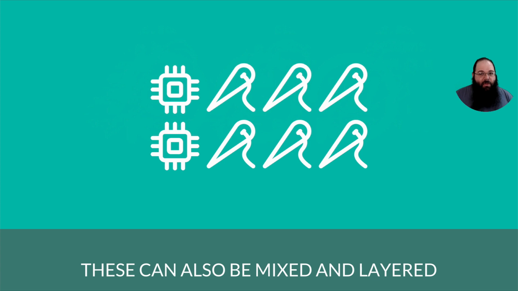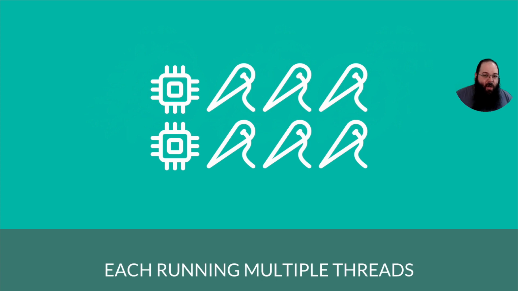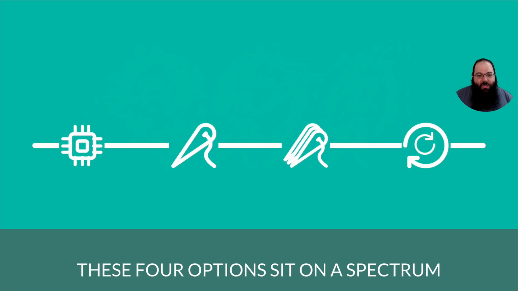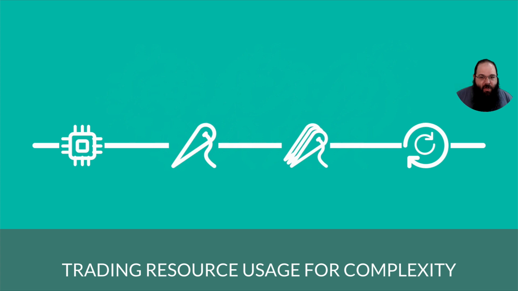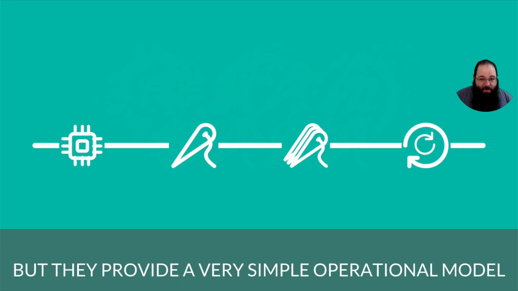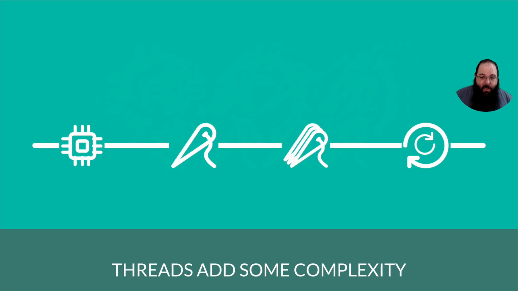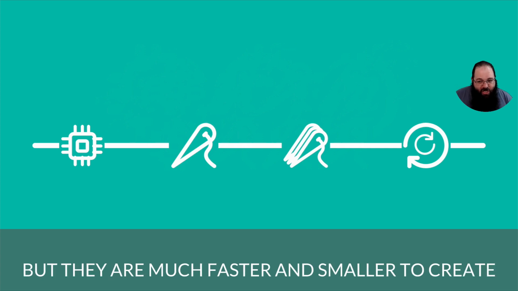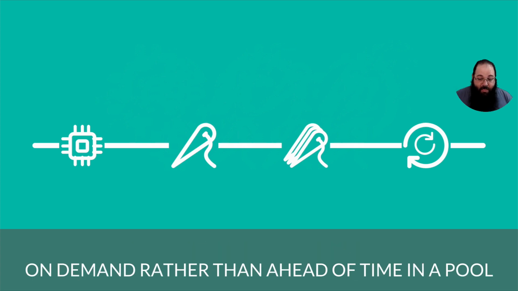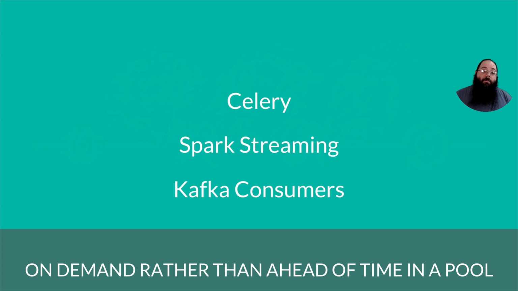These can also be mixed and layered, like running multiple processes, each running multiple threads. This lets each model focus on the pieces that it's best at. These 4 options sit on a spectrum, trading resource usage for complexity. Spawning a new process is relatively slow and uses a lot of memory, but they provide a very simple operational model. Threads add some complexity, but they're much faster and smaller to create. Green threads or async tasks are entirely in user space and are so lightweight that they're usually created on demand rather than ahead of time in a pool.